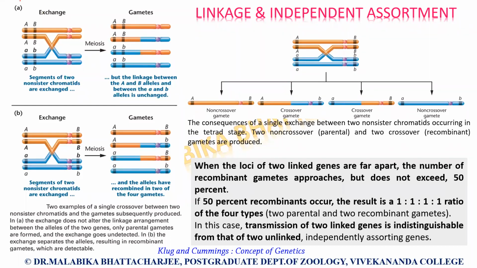In the case of A, if we look into the first case, the crossover does not alter the linkage arrangement. A and B, as you can see, are 2 linked genes and they're placed very closely to each other. The 2 non-sister chromatids are aligned nearby each other and we are seeing a crossing over event. But in this case, the crossing over event does not change the position of the linked genes. So, as you can see, there has been a crossover event, but only the parental gametes are formed.